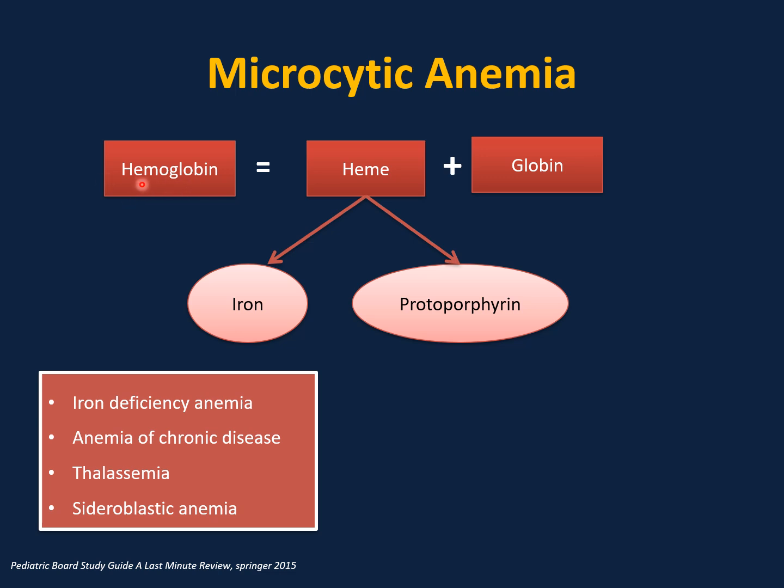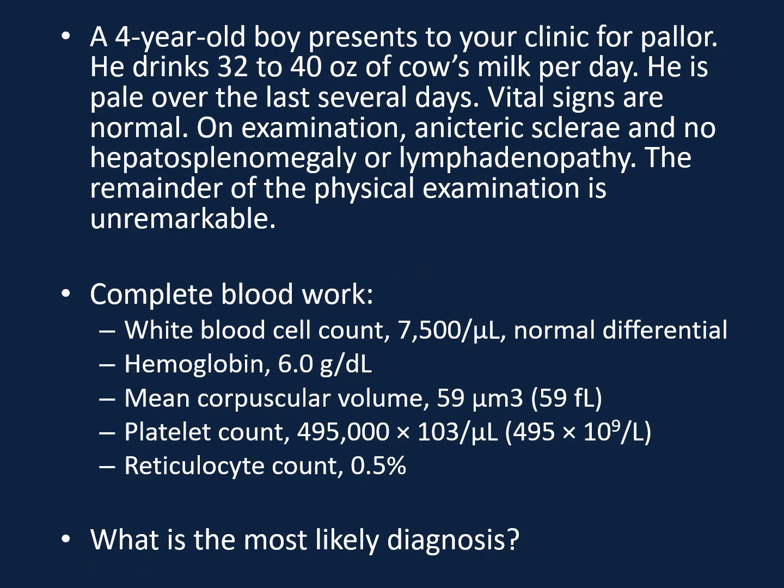So this explains why the deficiency of hemoglobin, or decreased hemoglobin, will eventually cause microcytic anemia as the disease progresses. Let's start with this clinical case scenario. This is a 4-year-old boy who presents to your clinic for pallor. He drinks 32 to 40 ounces of cow's milk per day.